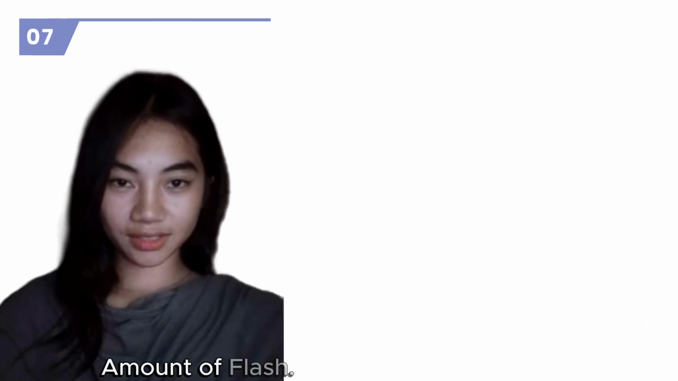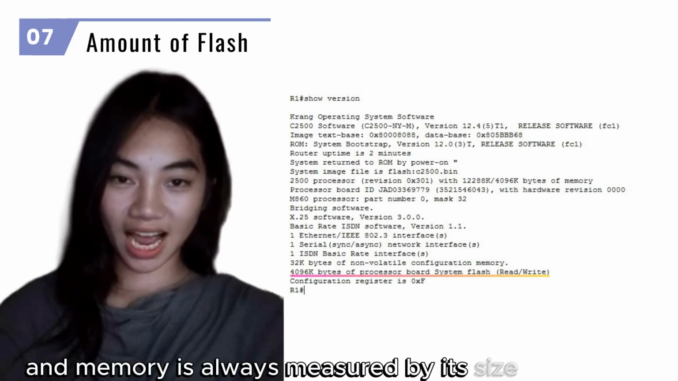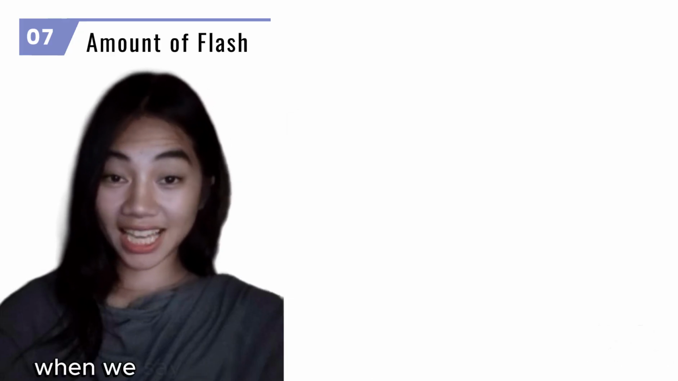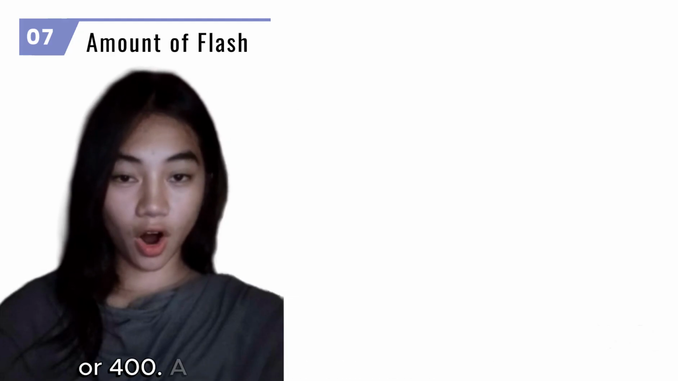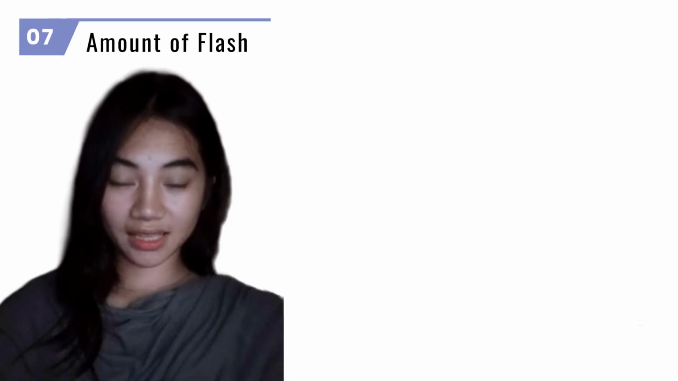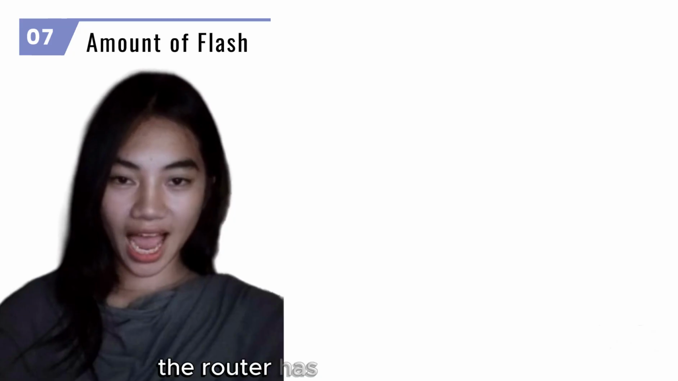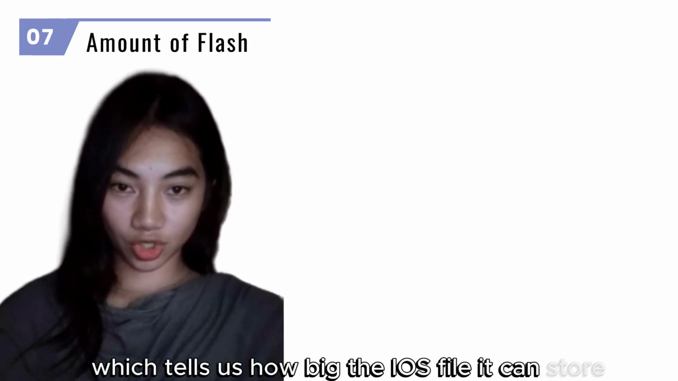Amount of flash. Flash is a type of memory, and memory is always measured by its size and capacity. When we say a computer has 520 gigabytes hard drive or 400, a router might have 64 MB of flash or 256. This means how much storage space the router has in its flash memory, which tells us how big the iOS file it can store.